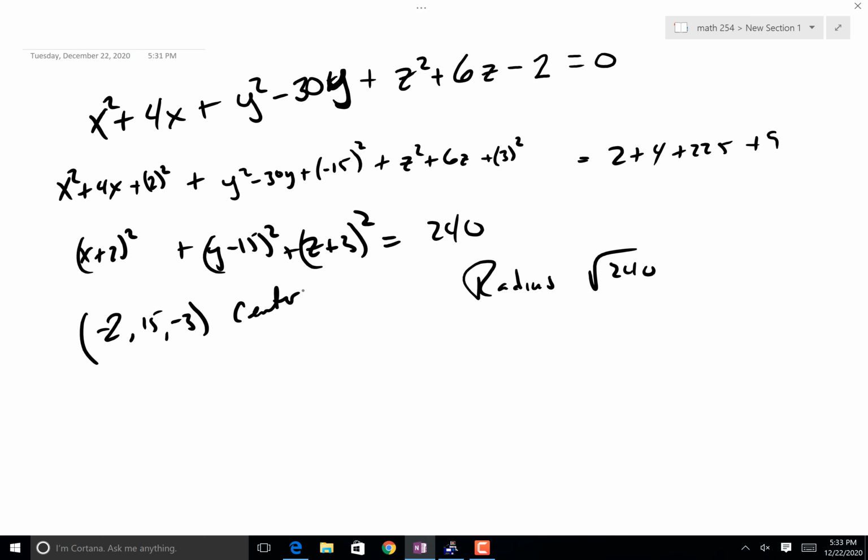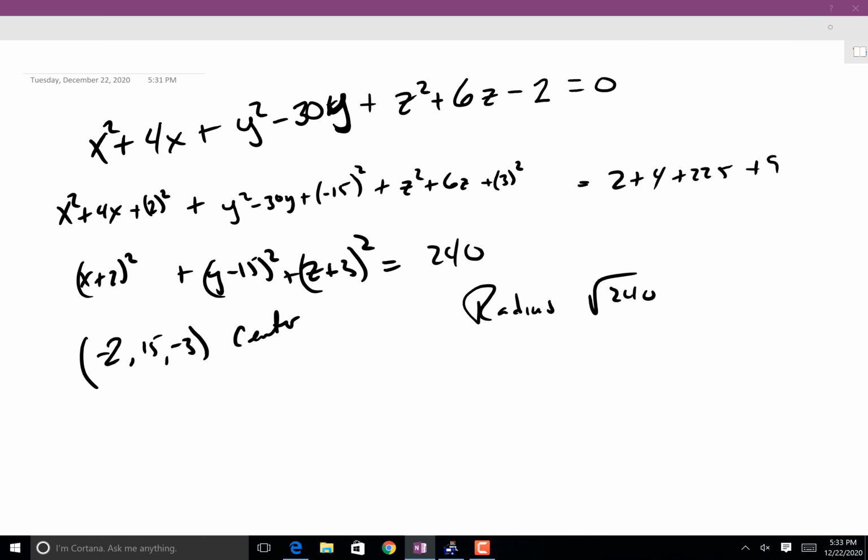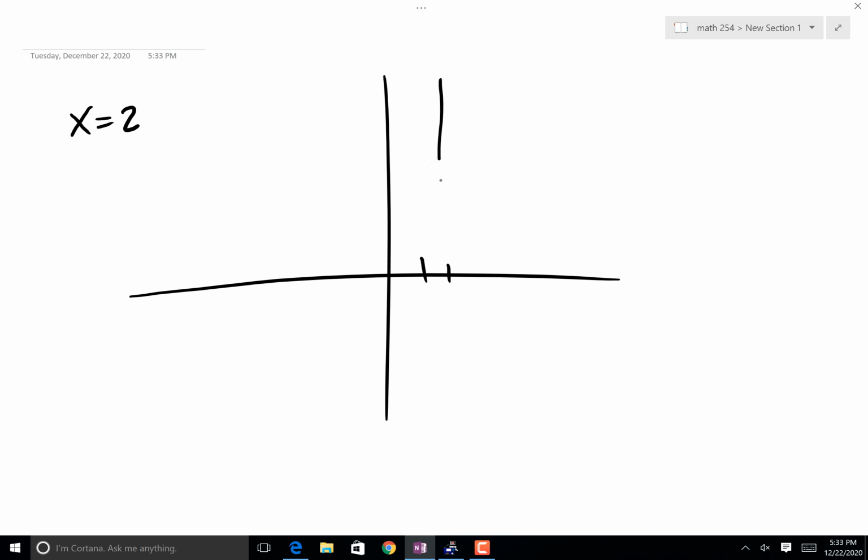That's the kind of thing that you're going to see a lot of in this section, section 1. There's a couple other things I want to just mention. If you were to graph this in 2 dimensions, what would you see? In 2 dimensions, you'd see a vertical line. It would look like so. What would that look like in 3 dimensions?